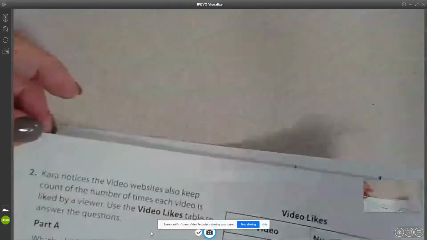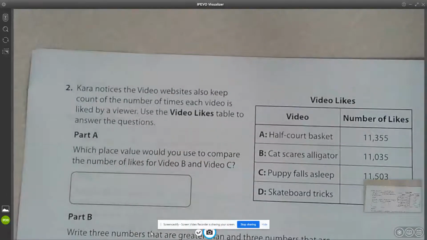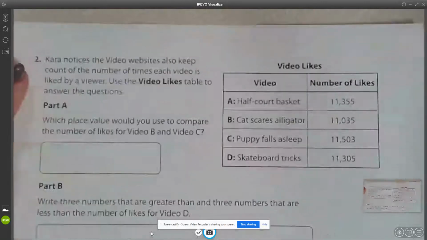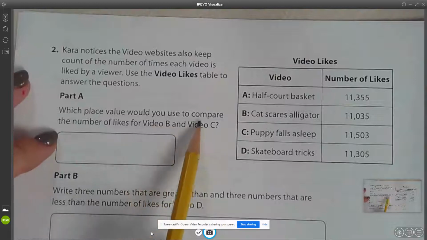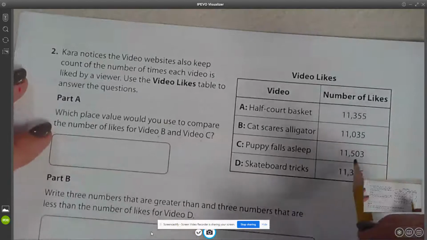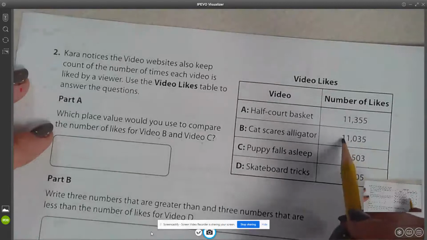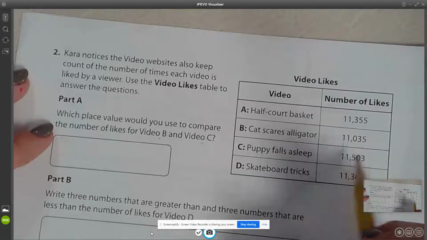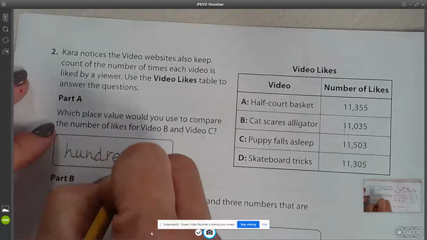All right, so now Karen notices video websites also keep count of the number of times each video is liked by a viewer. So use the video likes to answer these questions. The other one was views, and these are likes. Which place value would you use to compare the number of likes for video B and video C? Now here's the great thing, folks. They've already stacked them for us. So if I take a look, it's not the 10,000s, it's not the thousands, but it is my hundreds place that is different. That's kind of awesome that they stacked them for us.